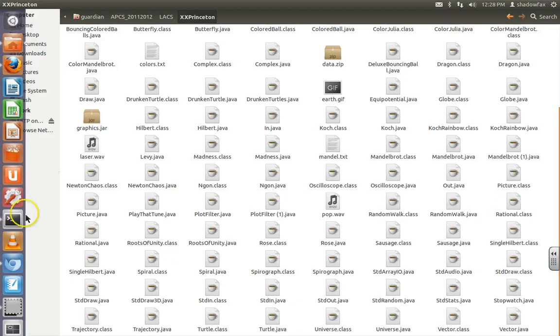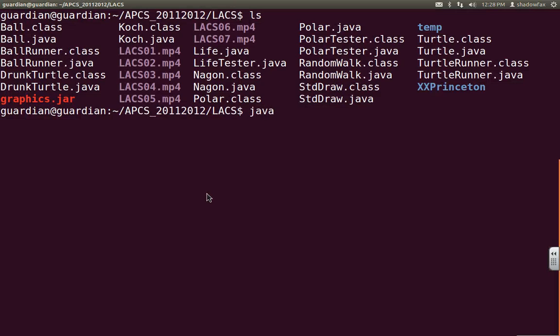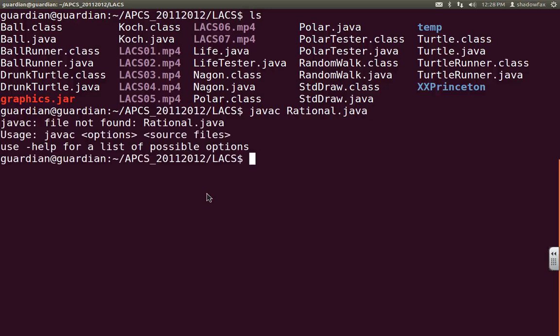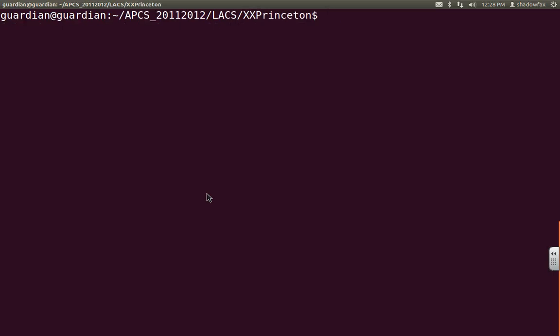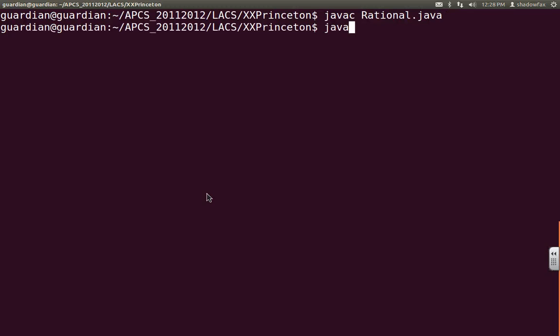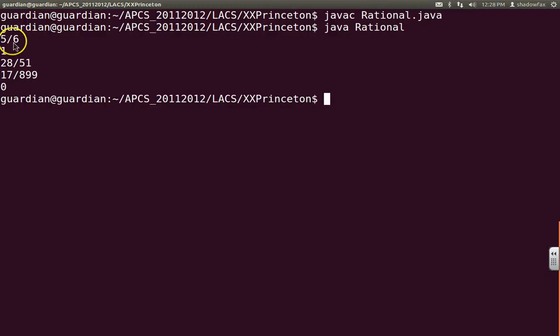All right, well, let me just javac it and everything else. So javac Rational.java. There you go. Oh, cd into this, it's in a subfolder. There it goes. Okay. And then java it. And there you go. So that was adding and adding and multiplying, and I don't know what that last one was.